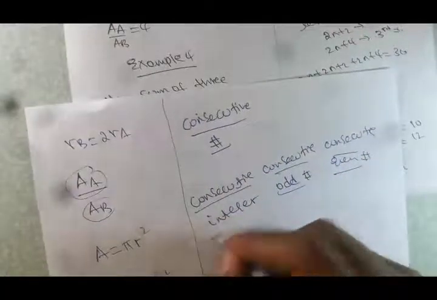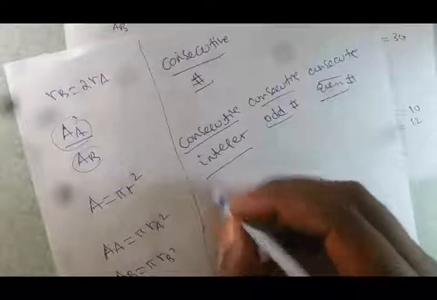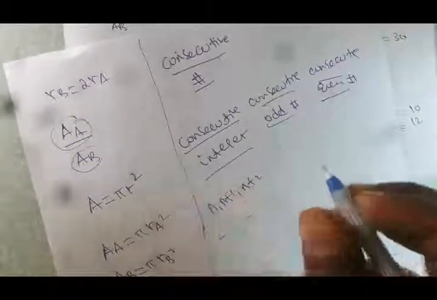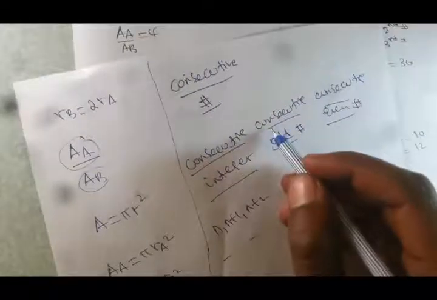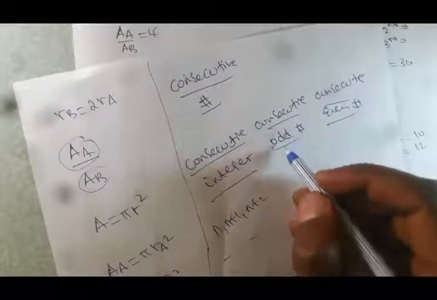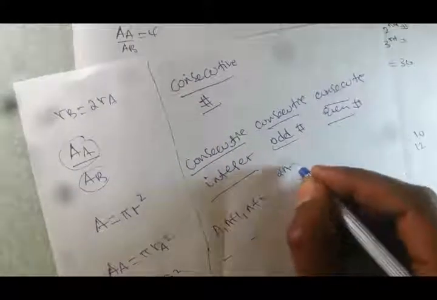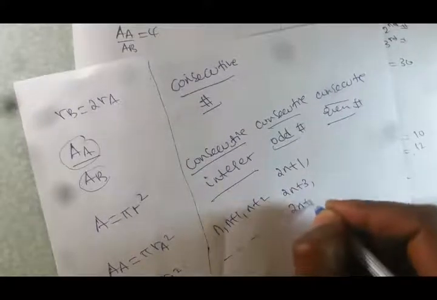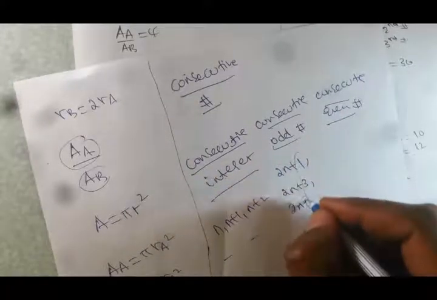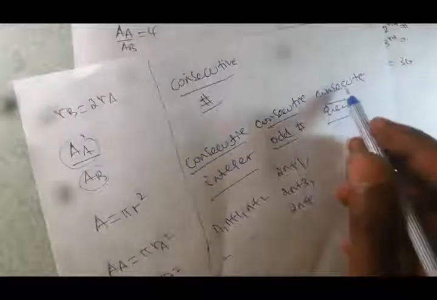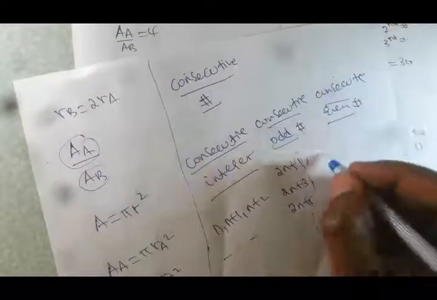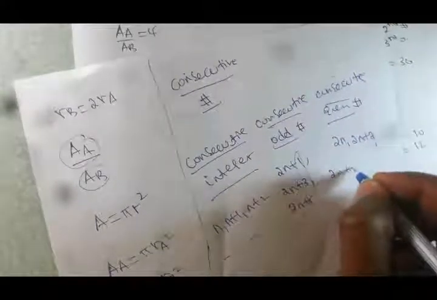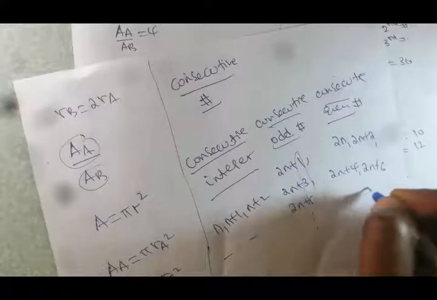Whenever you are saying consecutive integers, it always begins from n, n plus 1, n plus 2, up to infinity. And whenever it is stated that it is about consecutive odd numbers, it starts from 2n plus 1, 2n plus 3, 2n plus 5. These numbers will always be odd numbers. And whenever you are asked about consecutive even numbers, it starts from 2n, 2n plus 2, 2n plus 4, 2n plus 6, up to infinity.